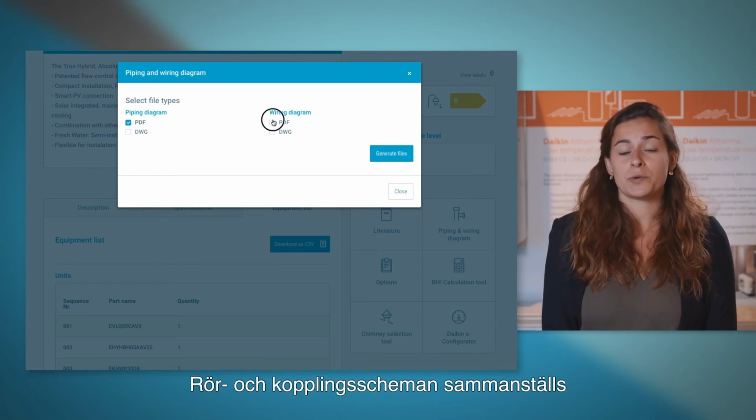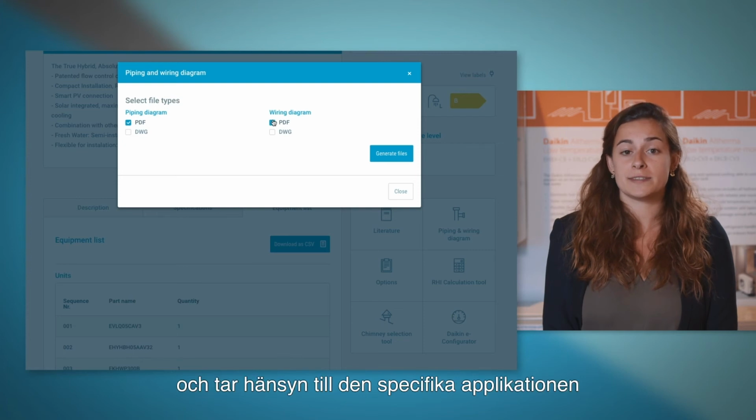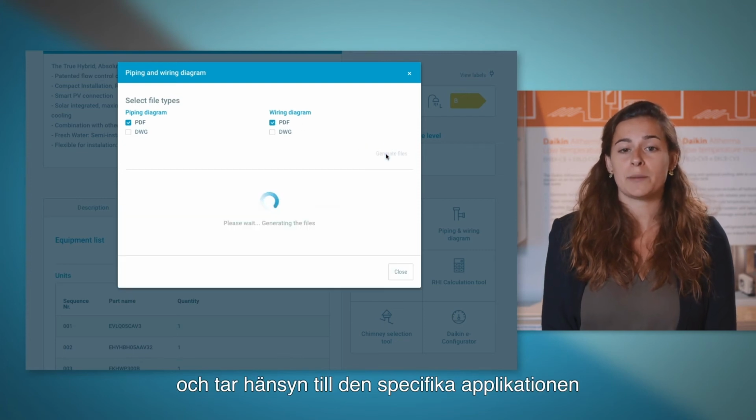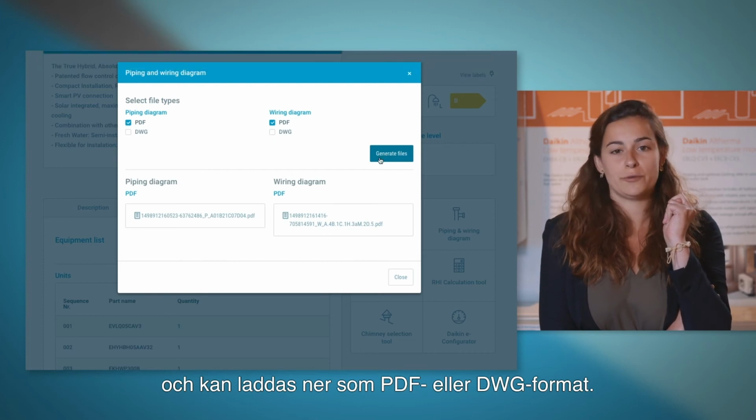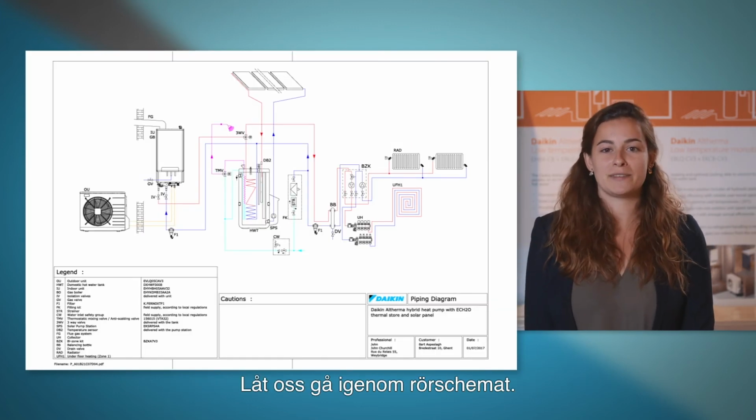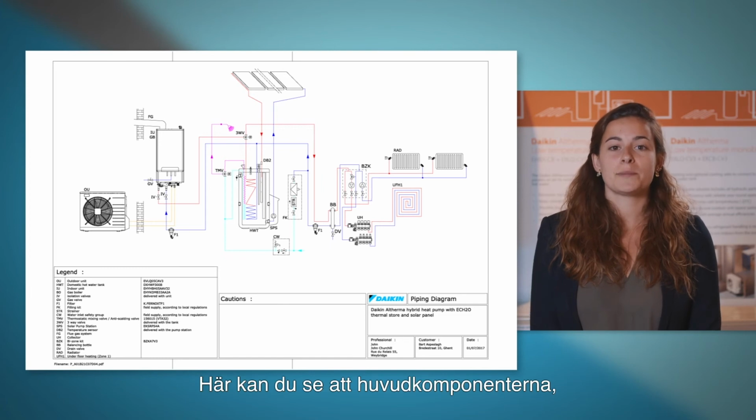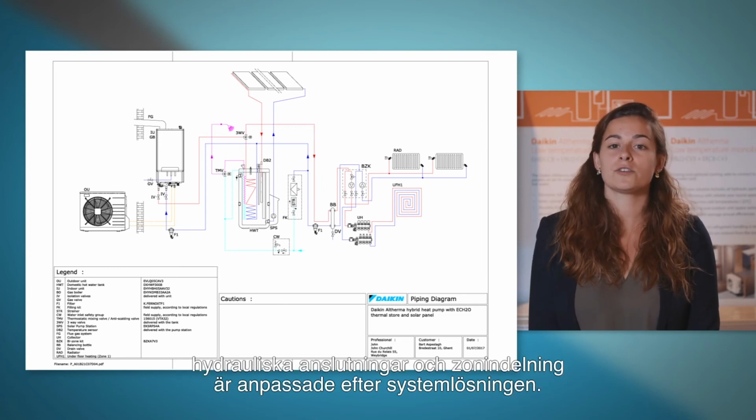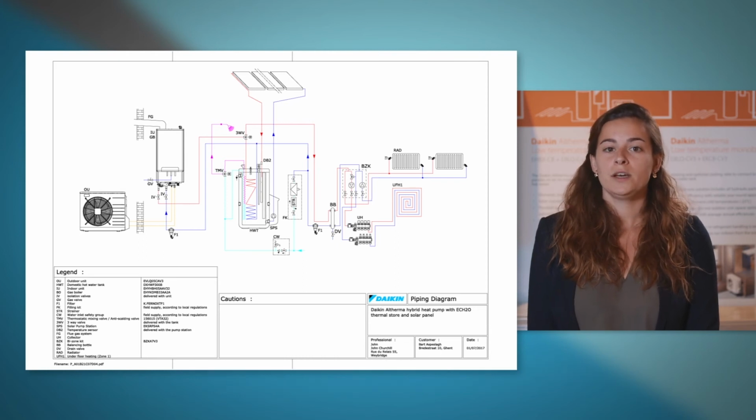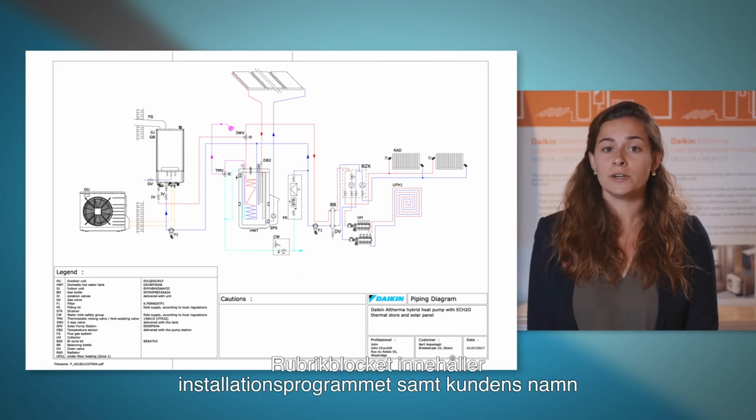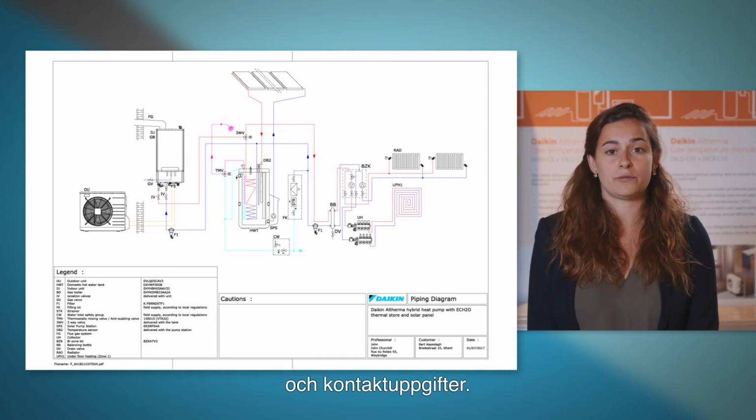The piping and wiring diagrams are being assembled and take into account the specific application and can be downloaded as PDF or DWG formats. Let's review the piping diagram. Here you can see that the main components, hydraulic connections and zoning, is adapted according to the system solution. The title block contains the installer and customer's name and contact information.